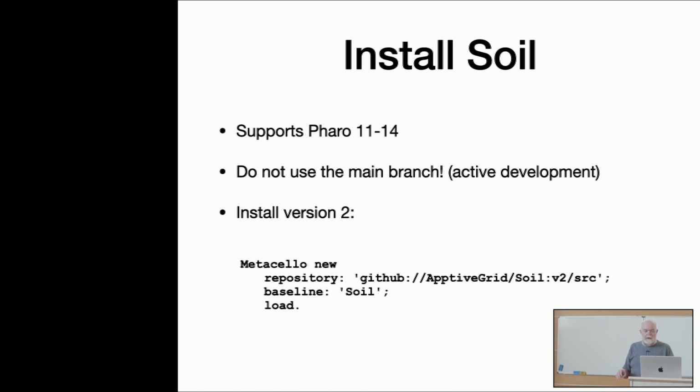So Soil actually supports Pharo version 11 to 14, and we have CI running that makes sure that it actually is green on all of those platforms. You should not use the main branch because it's under active development, and especially now it's not a good idea because we plan a breaking change of the database format between version 3 and version 4. Which means not breaking really for you, because there will be, of course, migration possible, but it will not be a seamless migration like until now. So using the main branch is only possible for experiments, and it might be broken, so take care.